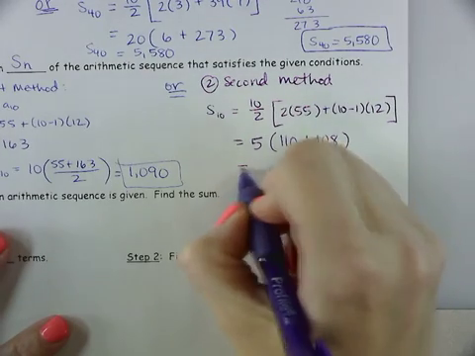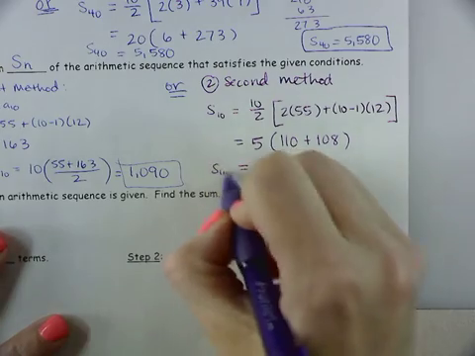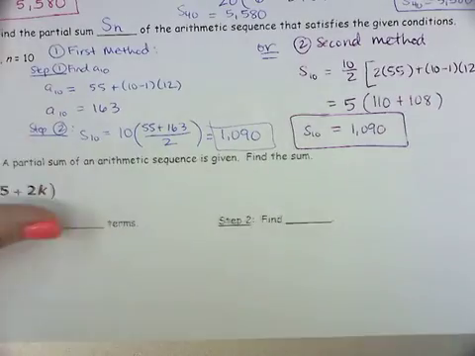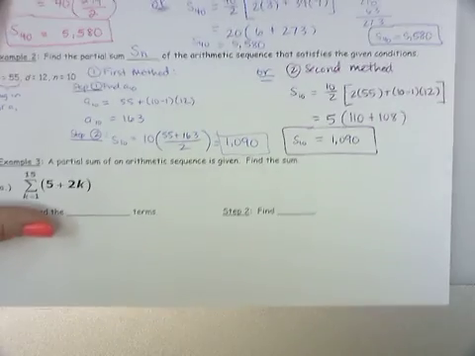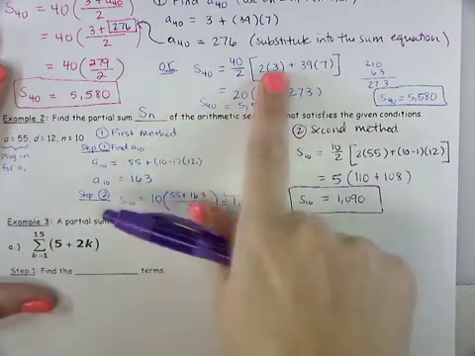And then again, you'll get 1,090. All right, and then, yeah, again, this method is going to be quicker for these, so feel free to do it. I just want to show you how you can use either equation.